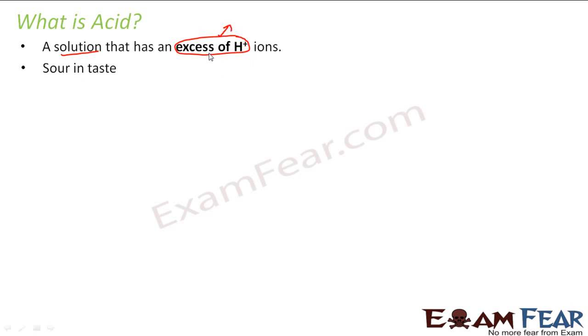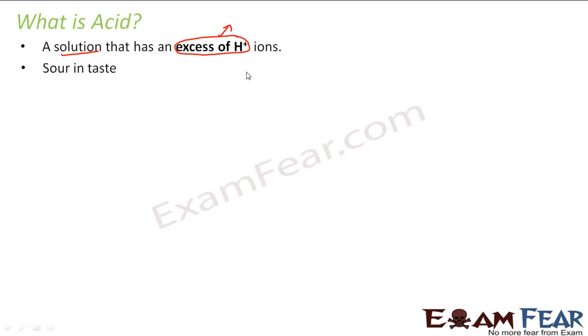Please note this is very critical, this excess of H plus ion, because chemically we define acid as nothing but a substance which has excess of H plus ion. So any solution that has excess of H plus ion will be acid. Correct? Extra H plus ion is acid.